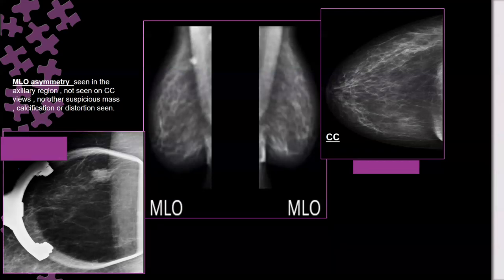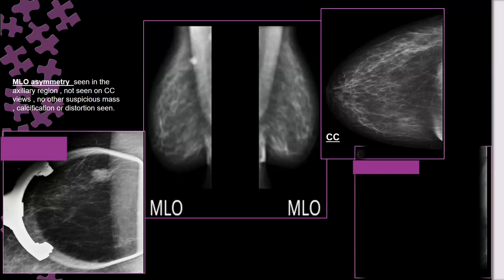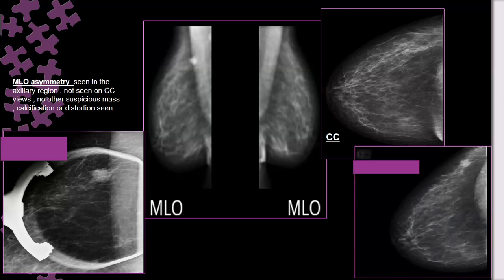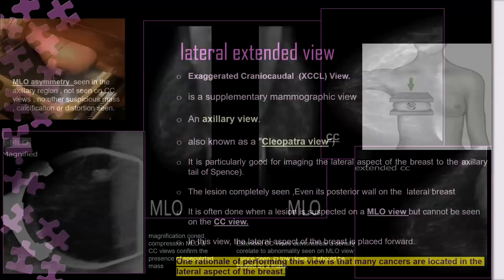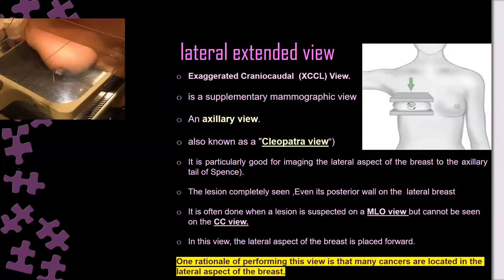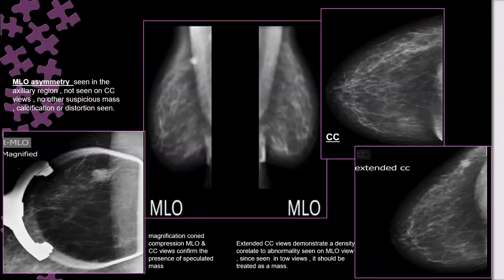So what do you expect? On MLO, extreme posterior, projecting over the pectoralis. Expect it to be posterior lateral. Posterior lateral. Next, it will be the extended lateral. So this will be the extended lateral. Is it clear? Yes. So what is the extended lateral?